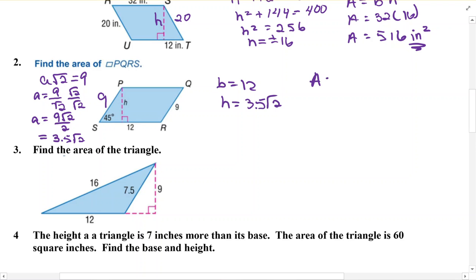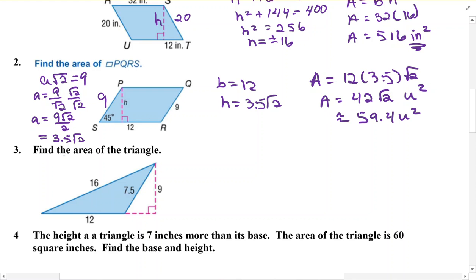and that the height is 4.5 rad 2. So area equals base times height, so 12 times 4.5 rad 2. So area equals 54 rad 2 units squared, because we don't have a measurement for this, which is approximately 76.4 units squared.